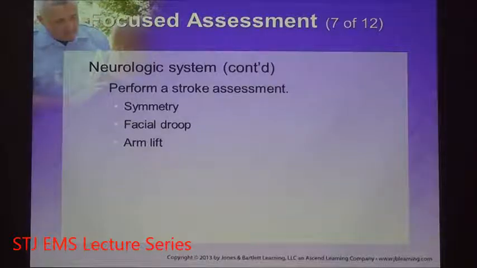For facial droop, you have the patient smile or stick out their tongue, and you'll be able to tell right there. And we also have, for speech, you ask them to repeat a phrase after you, like, "You can't teach an old dog new tricks," or any other phrase that you want. You want to test for speech impediments that never existed before.